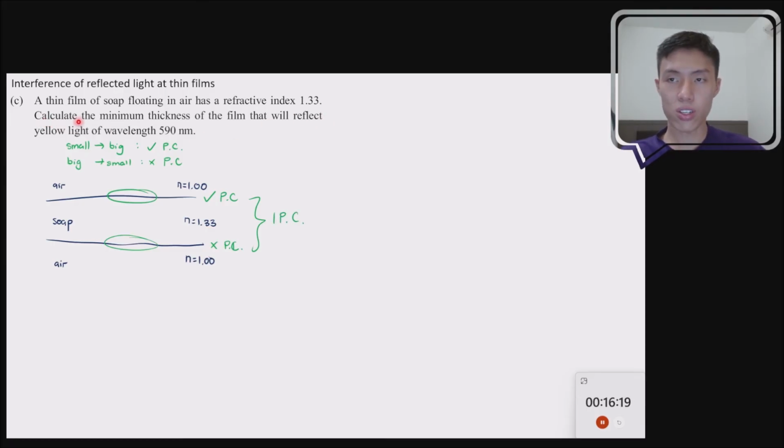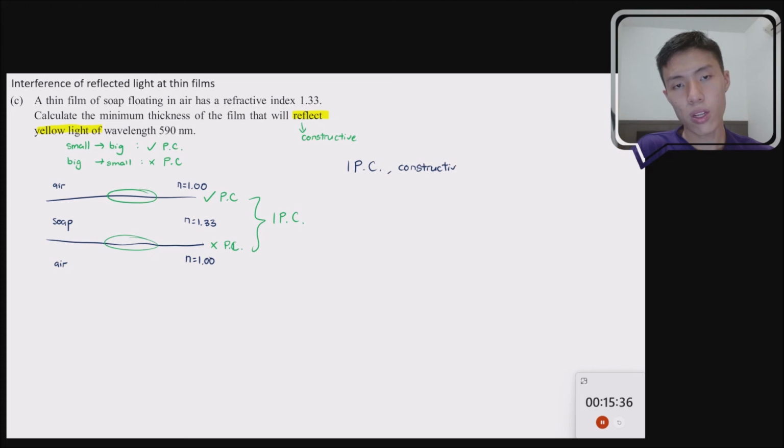Okay, continue to read the question. They ask for minimum thickness of the film that will reflect yellow light. If you want to reflect the yellow light, that means you want it to be seen clearly. If you want it to be seen clearly, you don't want to cancel out the light, right? If you cancel out light, you cannot see it anymore. So you want it to be constructive. If you want to see it, it has to constructively interfere. You can refer to the concept video for more idea. So right now you can see that this is a question involving one phase change and it involves a constructive interference.